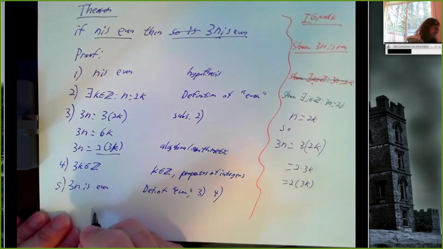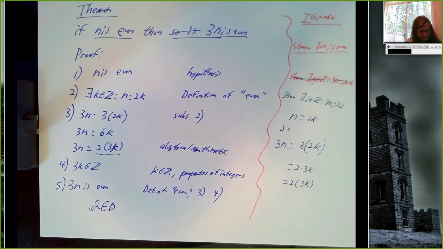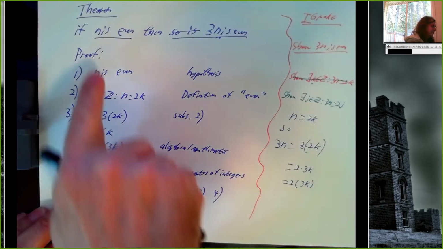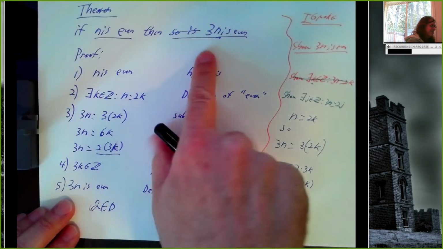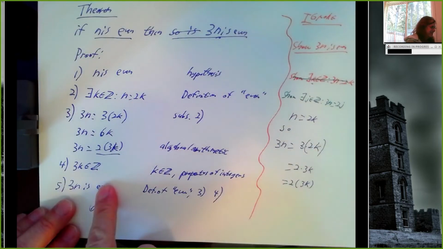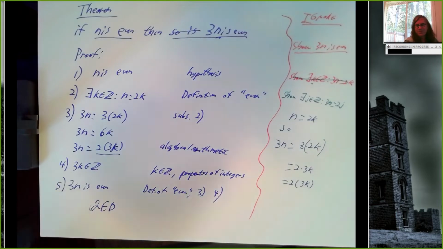QED. There we go. Let's write down QED. That says that's the end of the proof, and we've shown what we were asked to show. So at this point, the person reading your proof would go back to the original thing you're trying to prove and say, oh yeah, we're trying to show 3n is even. Hey, how about that? That's what they showed. All right, that's a good proof.